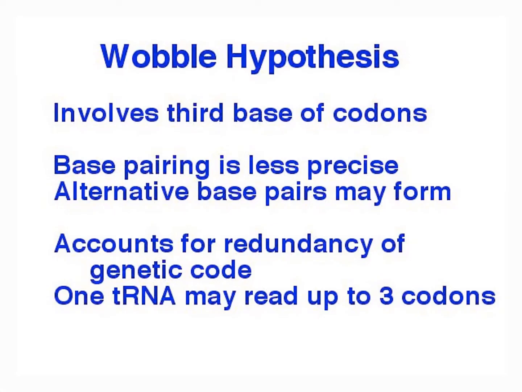So the wobble hypothesis was proposed by Francis Crick in 1966 and suggests there's some leeway or wobble with the reading of the third base in the codon. The 5' base on the anticodon triplet, which binds to the 3' base on the mRNA, can exhibit non-standard base pairing. So one tRNA can read up to 3 triplets. So we're going to look at some of those unusual base pairings momentarily.